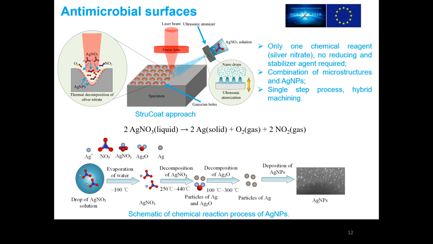And for antimicrobial surface, we developed a new process called structure coat. It means when the laser does the structuring on the surface, it can realize coating, which means the micro drops of silver nitrate solution generated from ultrasonic atomization will be decomposed because the laser machining area has sufficient heat energy. Like in this photo, the drops of silver nitrate solution will finally decompose to silver nanoparticles and adhere on the structures.